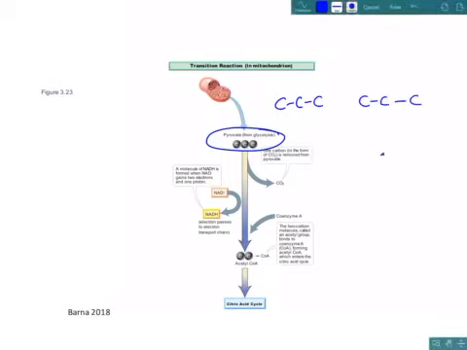And we're going to actually lose one of these carbons here. We're going to lose it as CO2. And when you breathe in oxygen, we use it to make ATP in our tissues, but CO2 is what we breathe out.